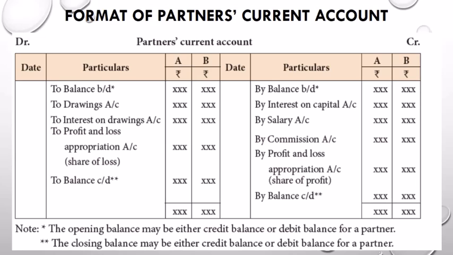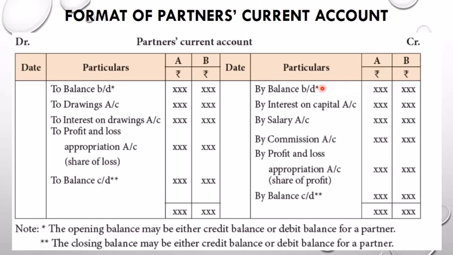Next is partners' current account. So in this format, you can see the balancing figure is shown on both sides with this star pointed out. What does it mean? Actually, we clearly know that a current account can either show a credit balance or a debit balance.